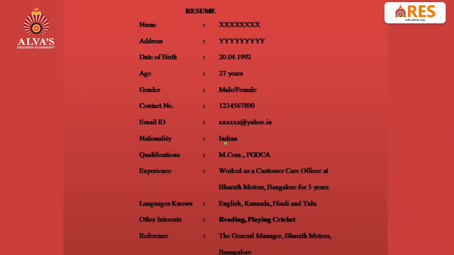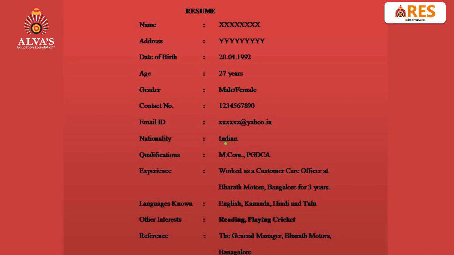So while writing the resume, you have to write the title in the middle of the page, and then name XX, address YY. You should not write your own name and address there. Date of birth, age, gender. In the place of gender, you should not write male or female; you have to specify whether you are male, female or even others. Contact number, email ID, nationality, educational qualification. Here you have to see what qualification is expected in the question. In the given advertisement, the qualification expected is MCom with the knowledge of computers. So I have written MCom, PGDCA.